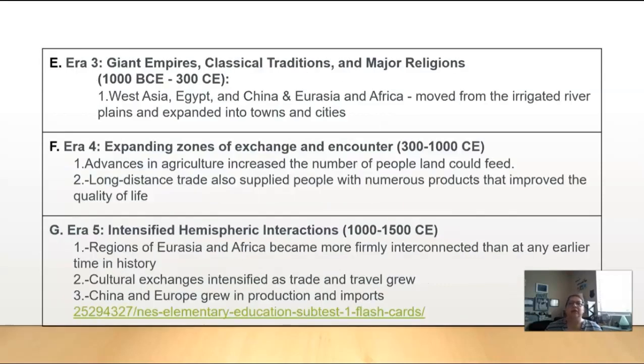From there, we move on to the third era, giant empires and classic traditions of major religions, expanding zones of change and encounters, intensify hemispheric interactions. So all of this section here is really sixth grade history. Now, if you think, well, I'm not going to be teaching sixth grade, that's fine. But as an elementary school teacher, you need to be really well versed from K all the way up into sixth grade, or to K8, I should say.